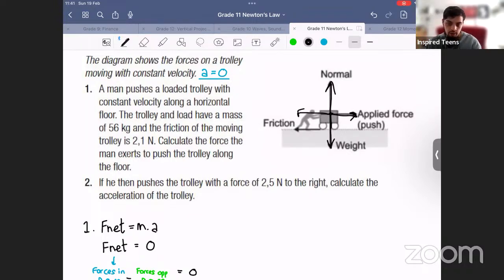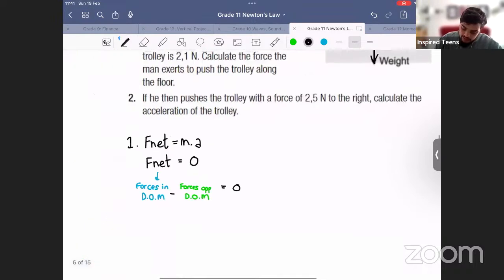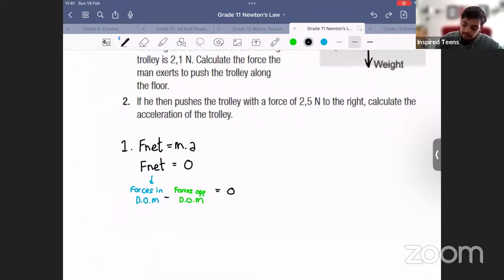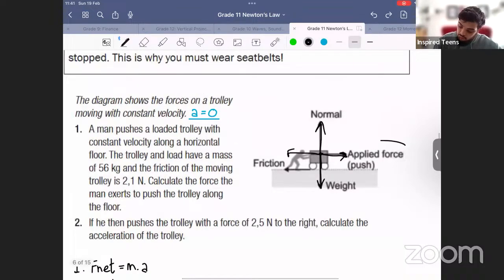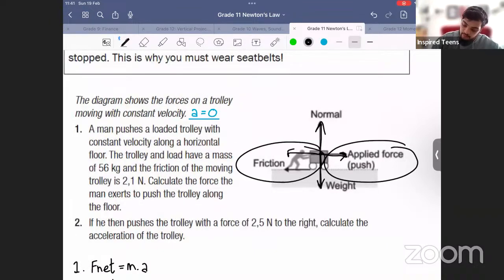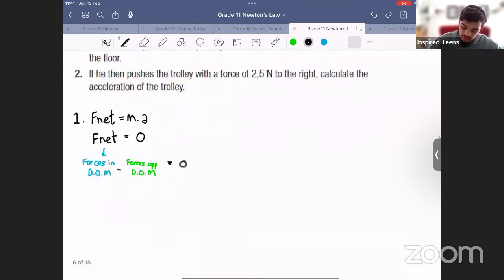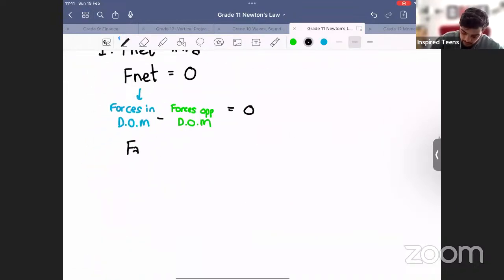Applied force, which is to the right, correct? It's to the right, okay? That's the direction of motion. So all my forces in the direction of motion, I'm going to combine them and subtract all the forces opposite to the direction of motion combined. In this case, it's going to be applied minus friction, because that's the force opposite to the direction of motion. So it's going to be F applied minus F friction is equal to 0.